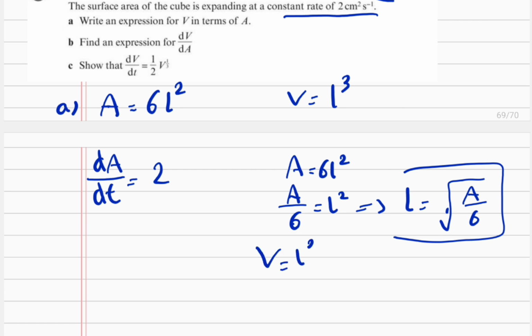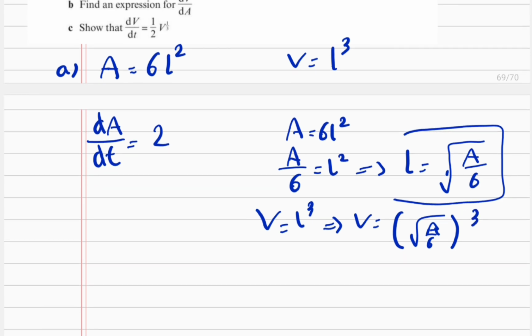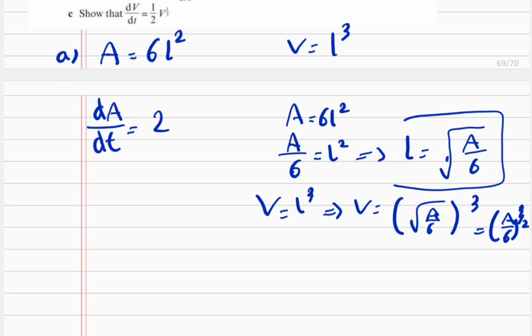So V is equal to L cubed, which means V is equal to the square root of A over 6, then cubed. We can also write this in terms of fractional powers and have this as A over 6 to the power of 3 over 2. So both of the forms are fine, and we can just use the one that is easier. So A over 6 to the power of 3 over 2.